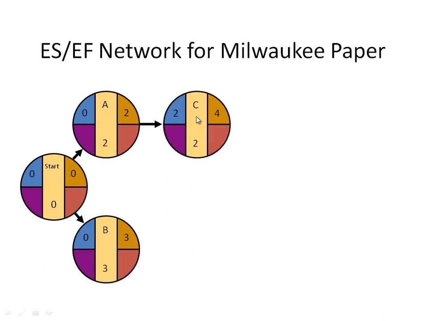For C, it needs only A to start. Since A finishes at 2 weeks, or at time 2, then we can start at time 2. The duration is 2 weeks. That means it will be done at 4. 2 plus 2 is 4.